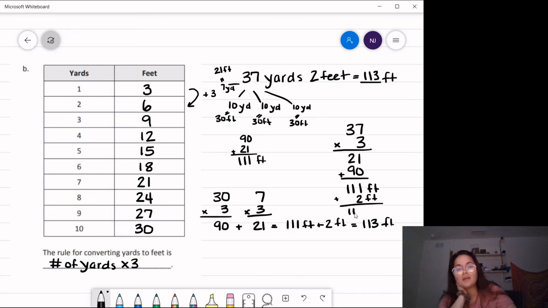So if you did not catch on already, the letters that we use for feet are FT. I think maybe we already knew that though. And yards would be YD. So when I say 7 YD, I'm talking about 7 yards. And when I see 30 FT, I'm talking about 30 feet.